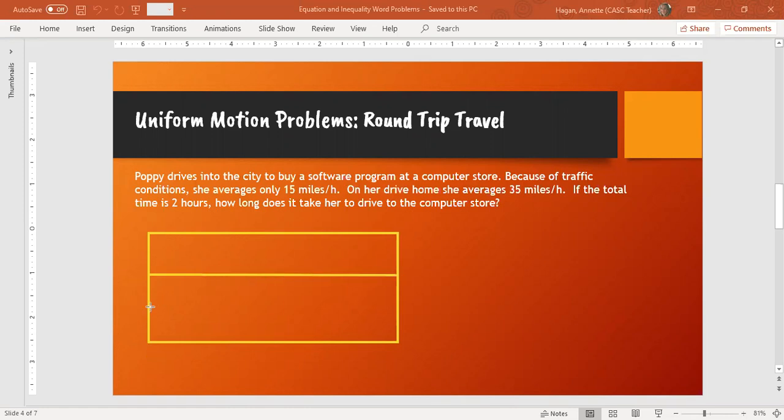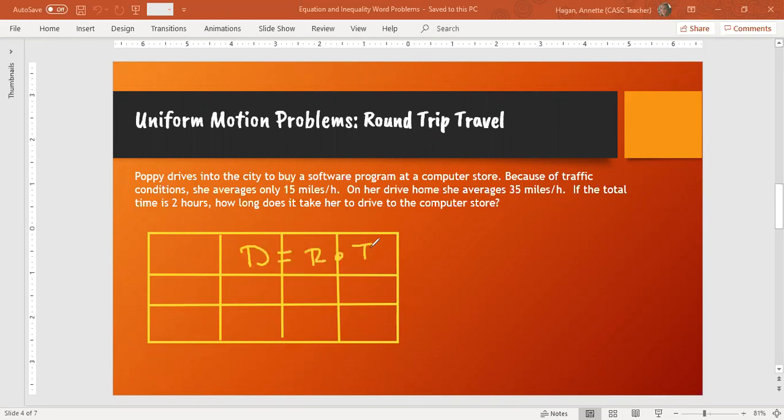So we take the whole trip into consideration. We're still using distance equals rate times time. That has not changed here, okay? So we're still using D equals R times T.